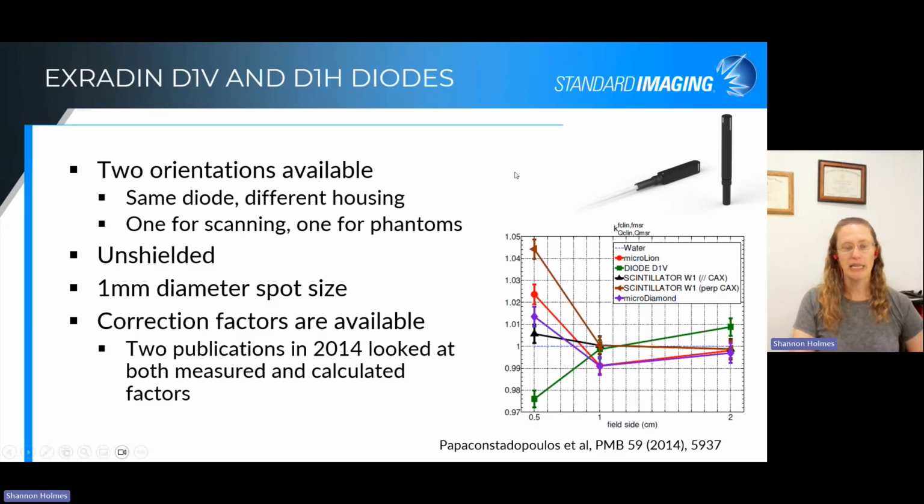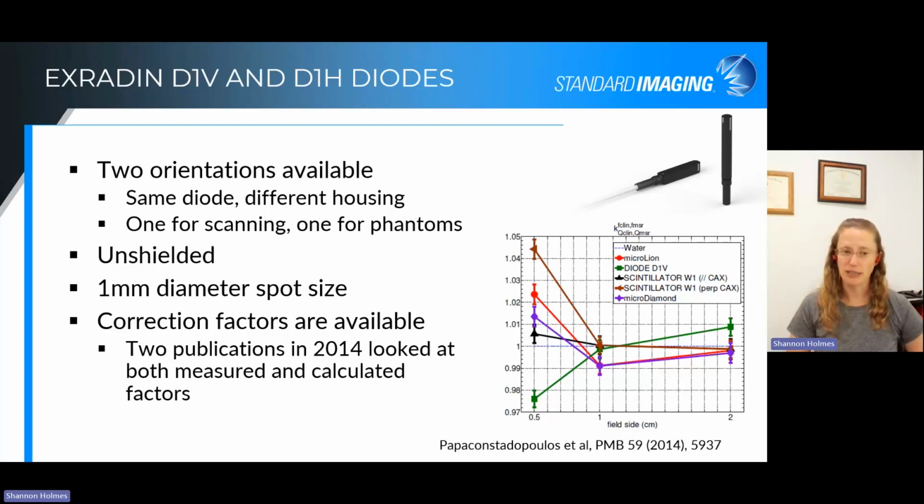So if we look at Standard Imaging's Exradin D1V and D1H diodes, it's the same silicon diode in two separate housings. One is designed for scanning, so that would be the vertical one here, in order not to have the water perturbation as you're moving that around. Scanning can get nicely up to the surface. This one in the horizontal housing, the D1H, is designed to be used with slab phantoms, so the channel can be milled out a little more easily for positioning of that one.